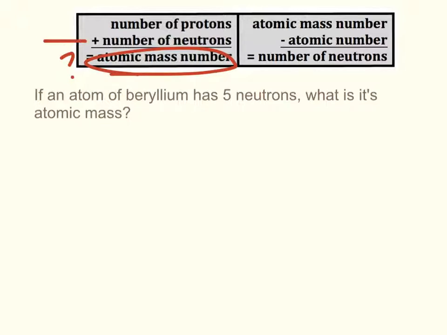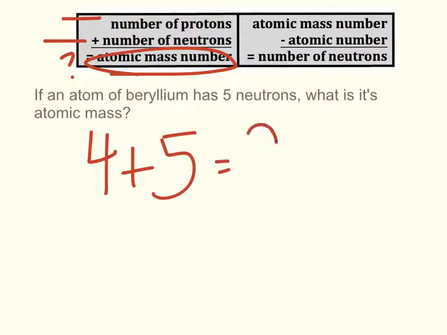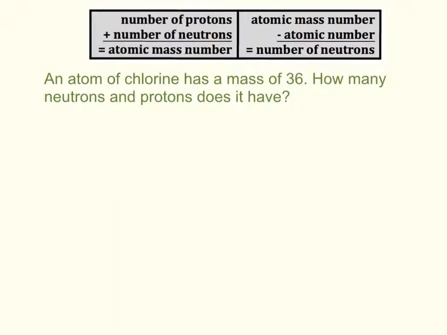The number of protons is the same as our atomic number, and we can look on the periodic table to get that. Once you look on the periodic table and find beryllium, which has the symbol Be, it has an atomic number of 4. We can get that from the periodic table. So we add 4, the number of protons, to 5, the number of neutrons, and we get 9. So the atomic mass is 9.